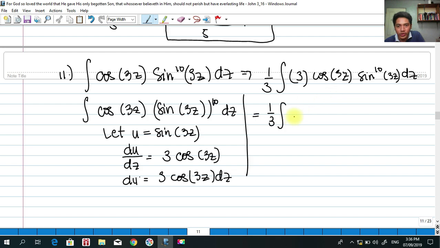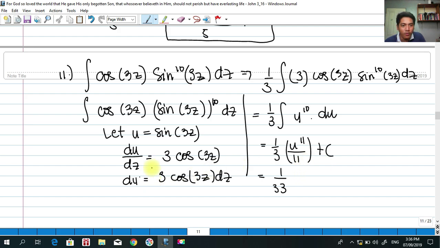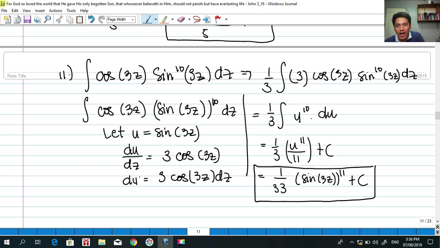Sine 3z. So u is raised to 10, multiplied by simply du, and we have the answer by the power formula: u raised to 11 over 11 plus c. So in the denominator we have 33, 1 over 33, u raised to 11, where our u is sine 3z. Sine 3z raised to 11 plus c. So this should be our final answer.